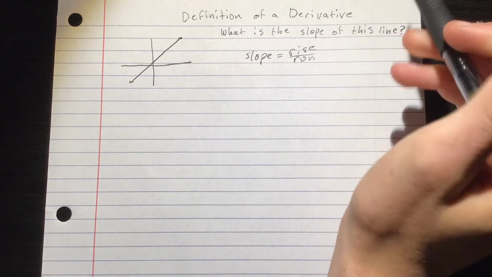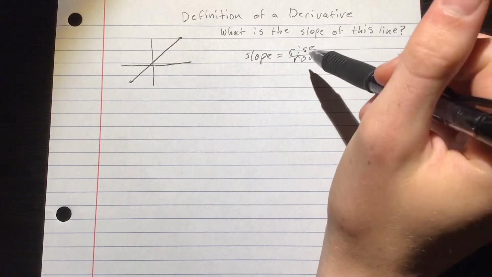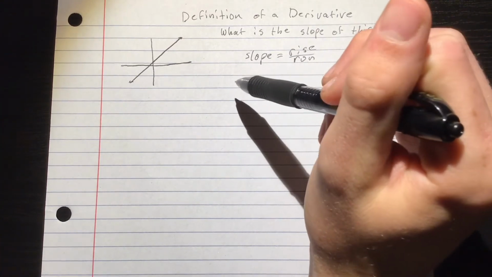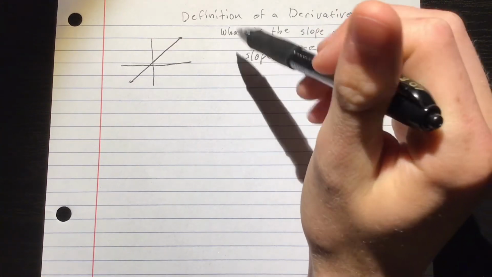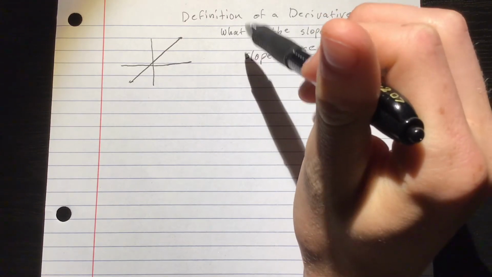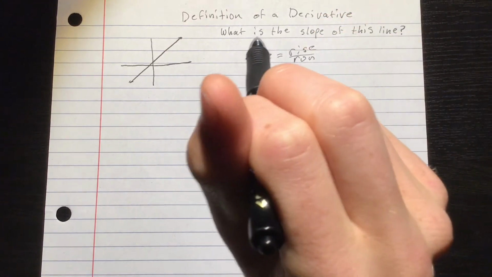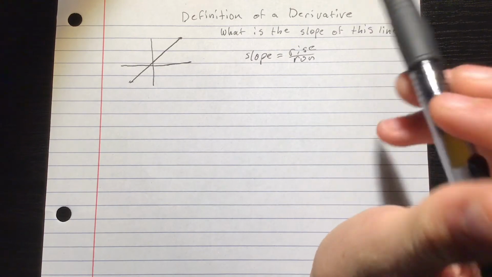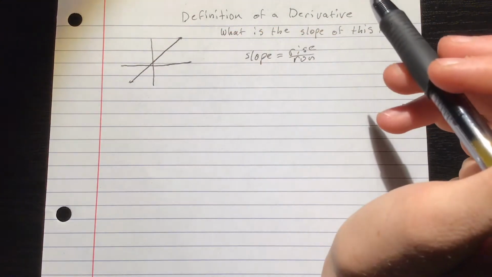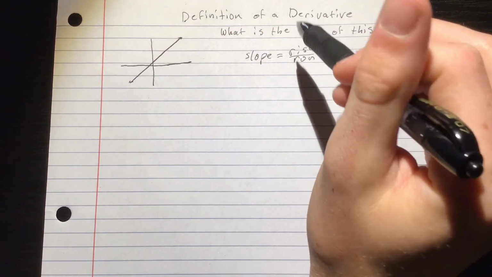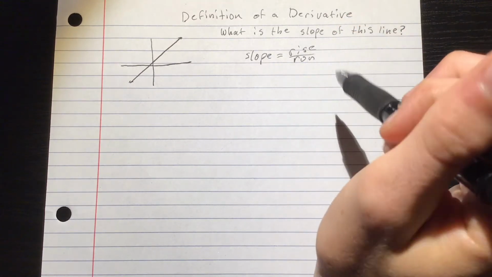So if I want to determine the rise over the run, that would mean I would determine how far we moved in the y direction, how far we went up or how far we went down, and then divide it by how far we went across. So let's pick any 2 points on this line and then figure out how far we went up and then figure out how far we went across.